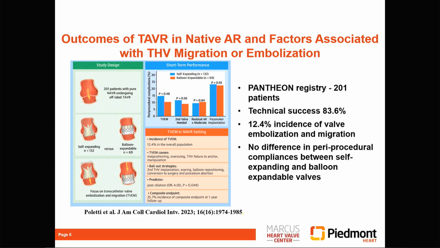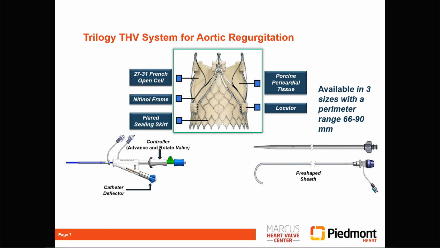And of course, there's also more recent, in 2023, the Pantheon registry, which had 201 patients, showed exactly the same data, 83% success rate, and a 12% valve embolization and migration. So very poor outcomes, in my opinion, for transcatheter valve therapy. I've talked about this again. I'm sorry for those who were there yesterday.